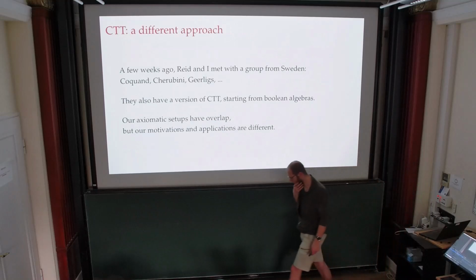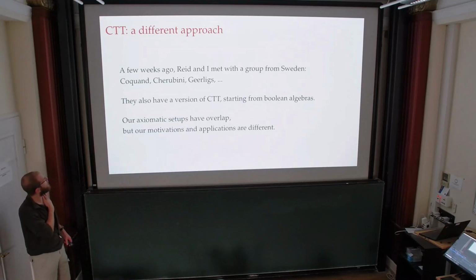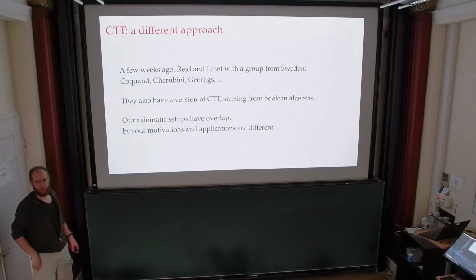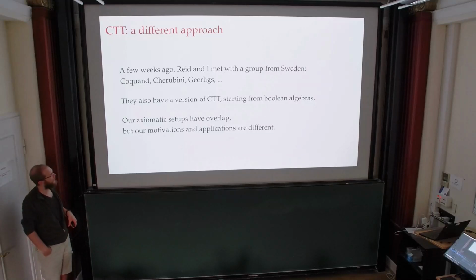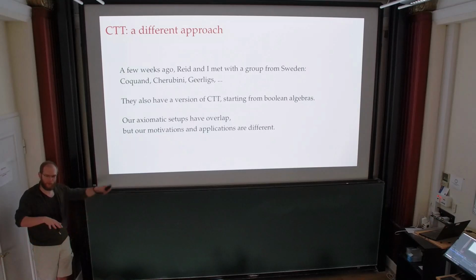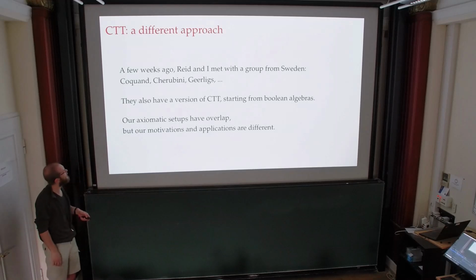Okay, and then a few weeks ago, I learned that there's another group in Sweden around Thierry Coquand, Cherubini, Gallix, who are also working on something they call condensed type theory. And so we met with them and we exchanged some ideas. They have a different starting point and a different axiomatic setup. There is some overlap, there's also some difference, and certainly our motivations and applications are quite different. So I think it's really nice. There's enough to talk about, and there's also enough that we can still publish our respective papers that we have in mind, so that's good.